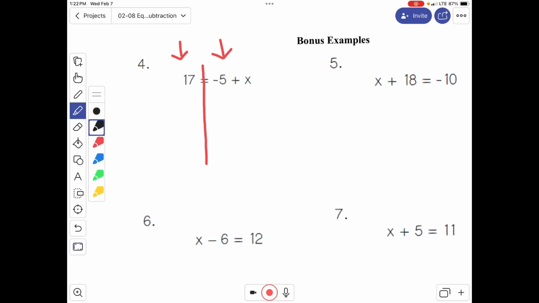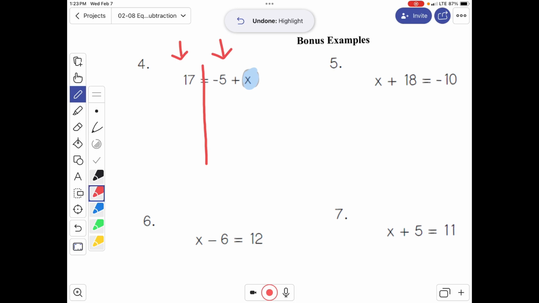Then I want to find the variable. There's my variable. It's an x. And I want x to be all by himself. That's the only way I can really get to know who he is if he's all by himself. So the one I want to get rid of is the -5. The opposite, think about opposite. What's the opposite of a -5?